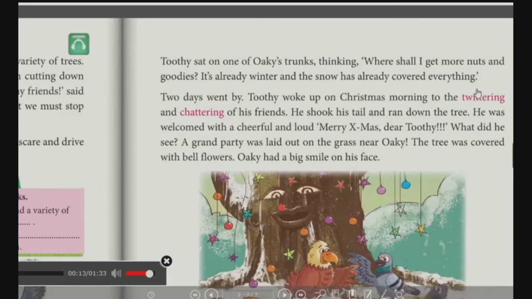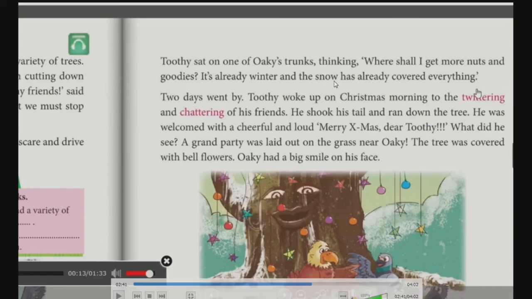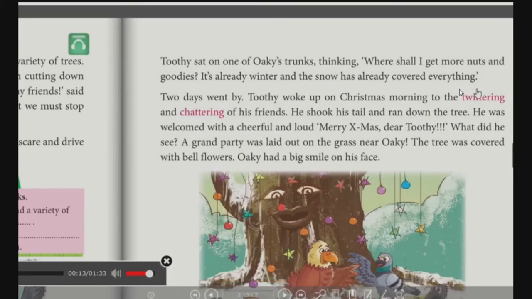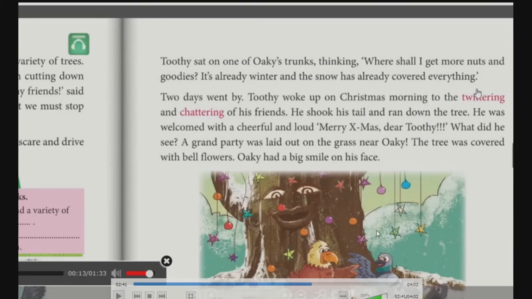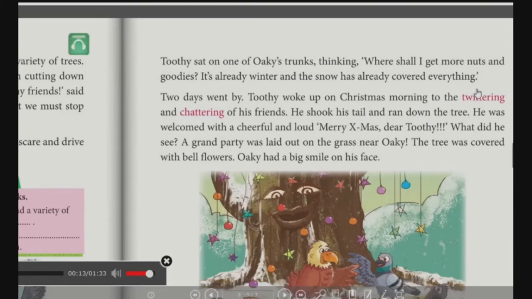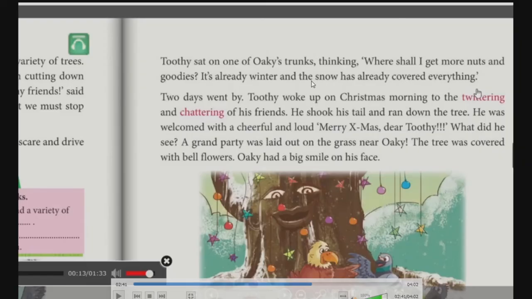And you must have seen, when there is a lot of snow, it actually covers everything. That means even if there would be nuts on the ground, Toothy would not be able to find them because the snow used to be very thick.